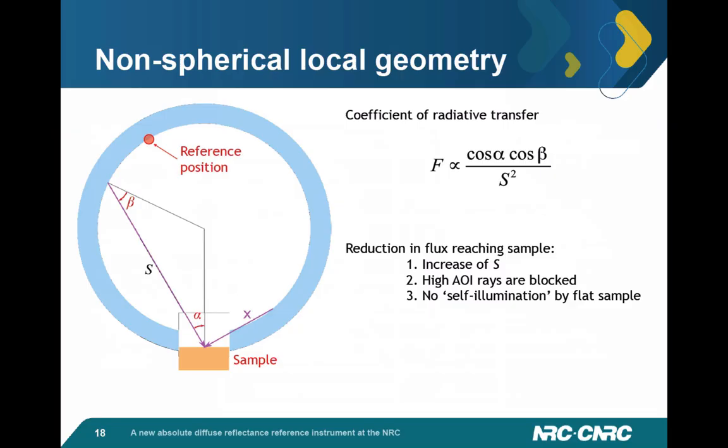And so clearly, just by looking at this cartoon, you can see that the irradiance of the sample will be affected due to an increase in s, the blocking of these high angle of incidence rays, and the lack of self-illumination by the flat sample. By that, I just mean the fact that a planar reflector can't illuminate itself, in contrast to a spherical section, which will receive illumination from these adjacent areas. And of course, in a realistic setting, you might also worry about reflections from these port edges.